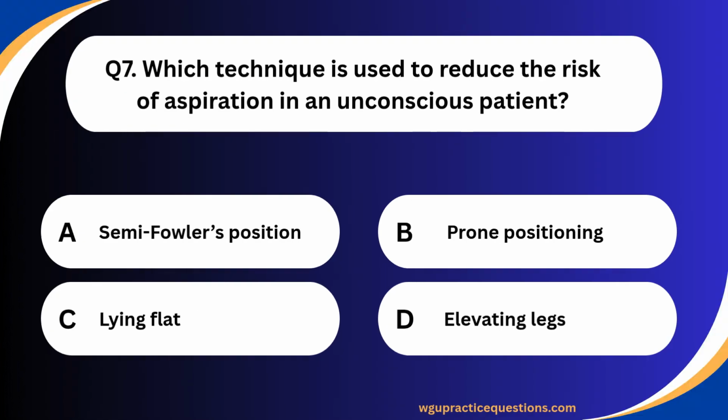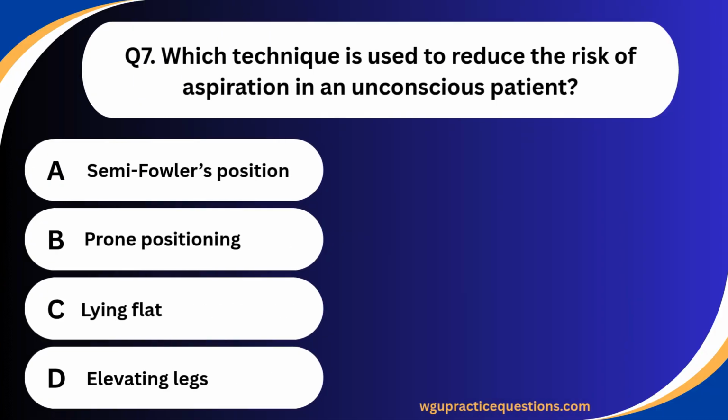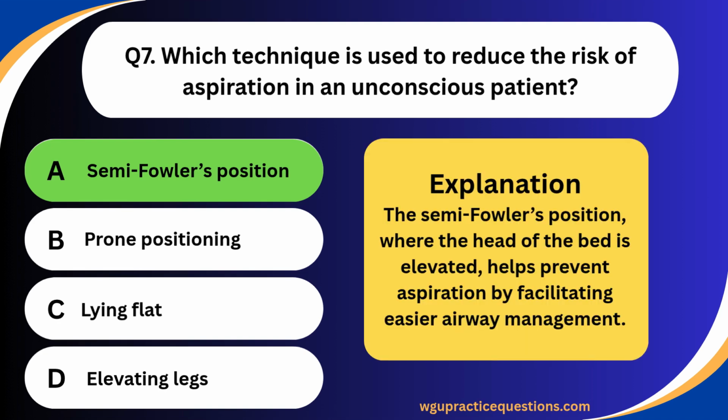Question 7. Which technique is used to reduce the risk of aspiration in an unconscious patient? A. Semi-Fowler's position. B. Prone positioning. C. Lying flat. D. Elevating legs. Which one is the correct answer? The correct answer is A. Semi-Fowler's position. Explanation. The semi-Fowler's position, where the head of the bed is elevated, helps prevent aspiration by facilitating easier airway management.